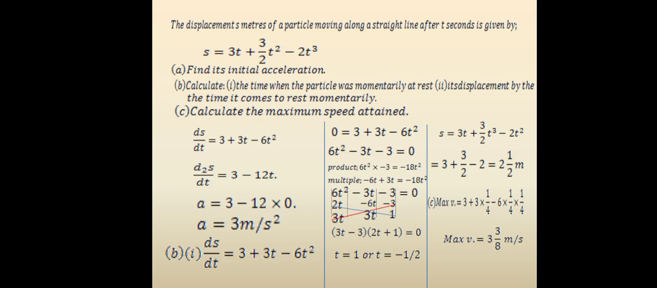The displacement s meters of a particle moving along a straight line after t seconds is given by s = (3/2)t² − 2t³. A. Find its initial velocity. B. Calculate 1. The time when the particle was momentarily at rest. 2. Its displacement by the time it came to rest momentarily. C. Calculate the maximum speed attained.